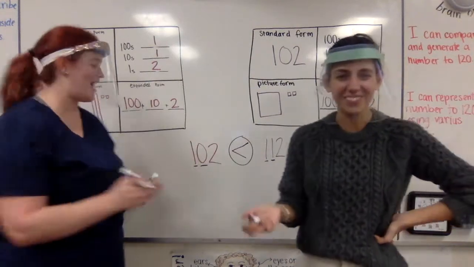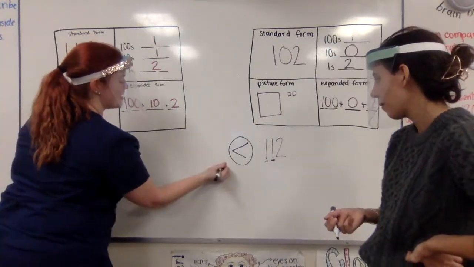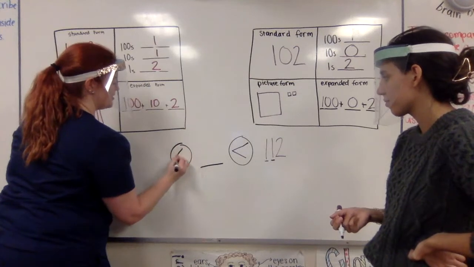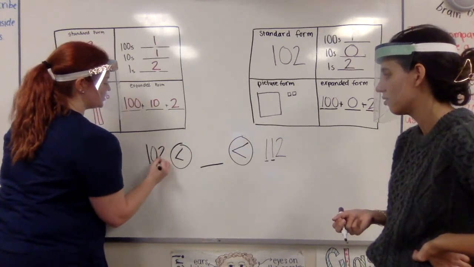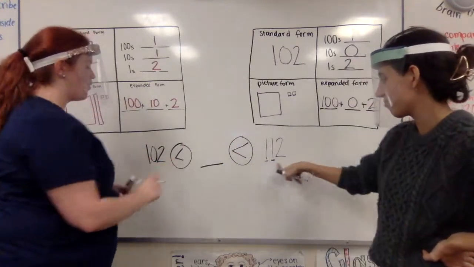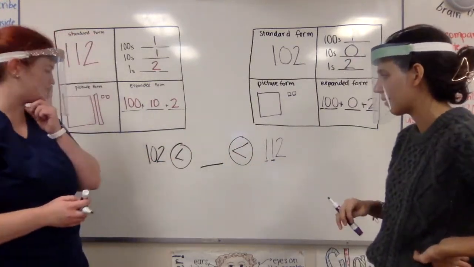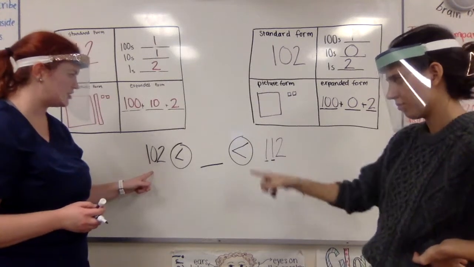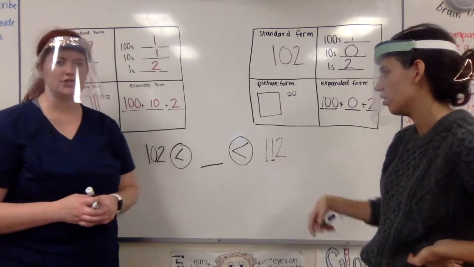Ooh, let's practice generating a number again. That was really fun. Let's see if we can make a number that makes this statement true. 102 is less than something that is less than 112. Okay, so it needs to be bigger than 102 and less than 112.